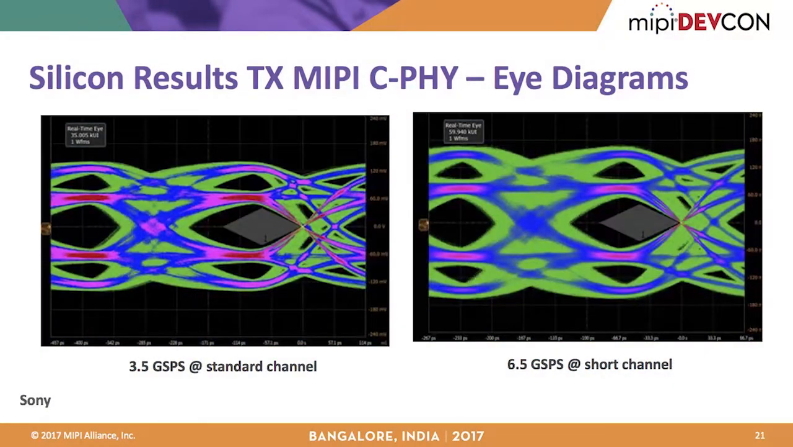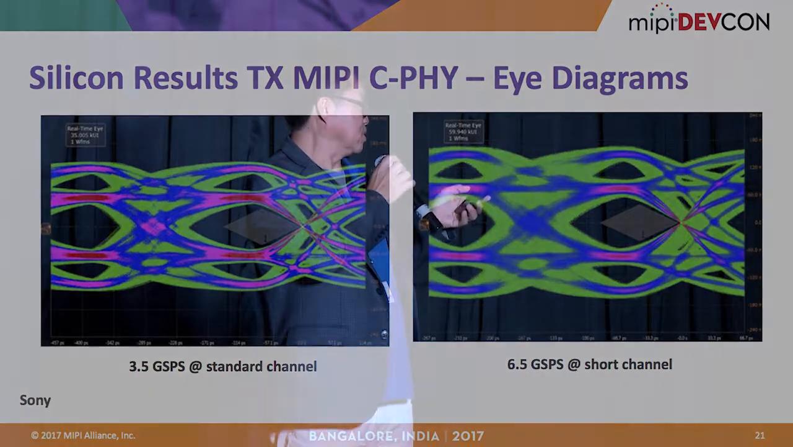And this is another contributor. I'd like to give my thanks to the company Sony. Sony is also actively participating in TX design. Sony is showing that the combo PHY can achieve even more than what we can do. It's actually 3.5 gig. With the standard channel, 3.5 gigabps is already achieved. And with the short channel, which is mostly the mobile application, we already achieved 6.5 giga symbols per second.